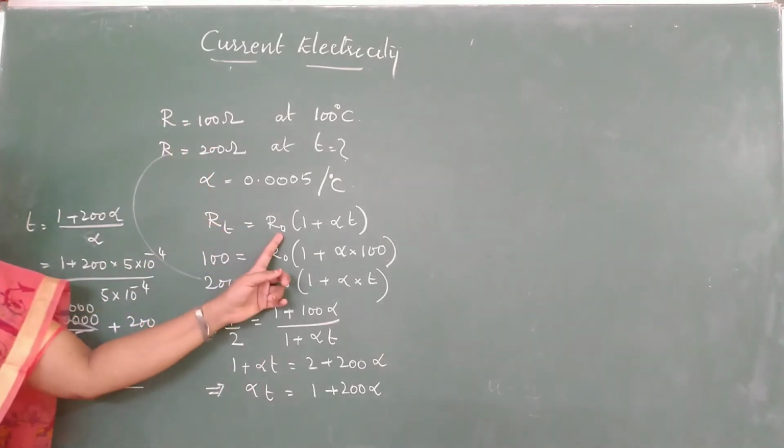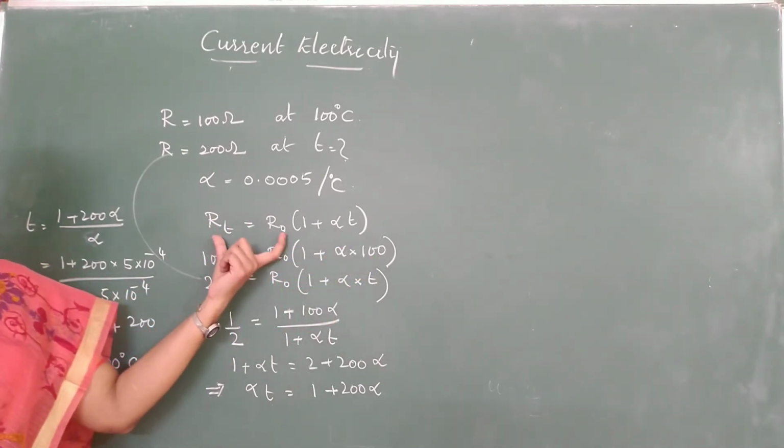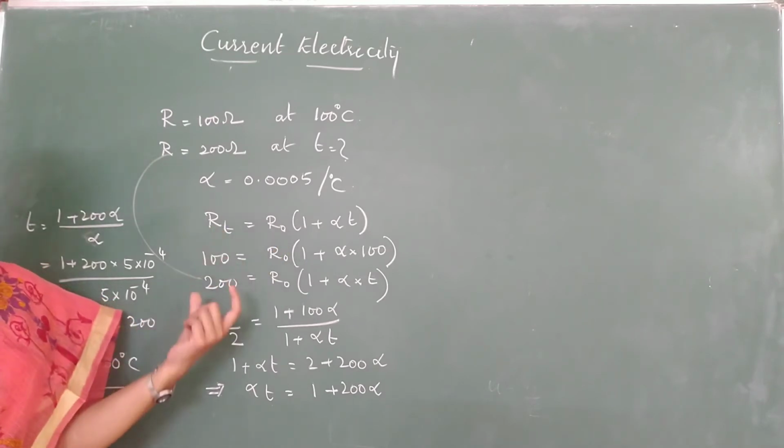So always make use of this relation, RT is equal to R0 into (1 plus alpha into T). Okay, a similar relation is even applicable for resistivity also.